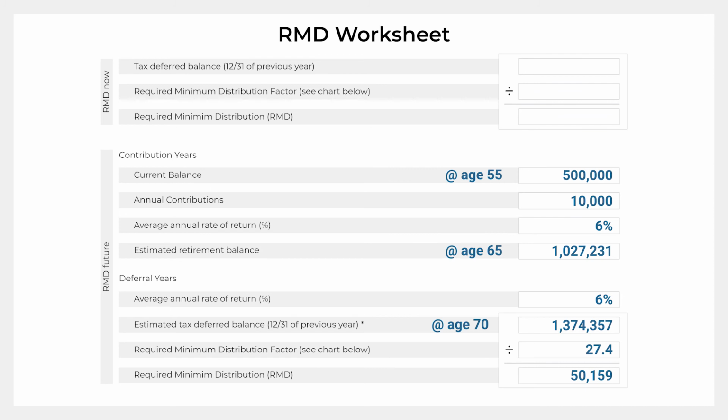Now in this calculation, he still has another 5 years until he's required to take a minimum distribution. So we will grow that account by 6%, giving him at the age of 70, or the year prior to this, a $1,374,357 balance. Again, being the age of 70, we divide that by 27.4 and get a required minimum distribution of $50,159.